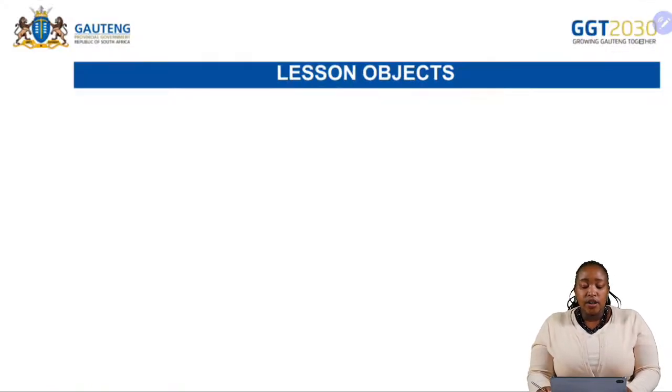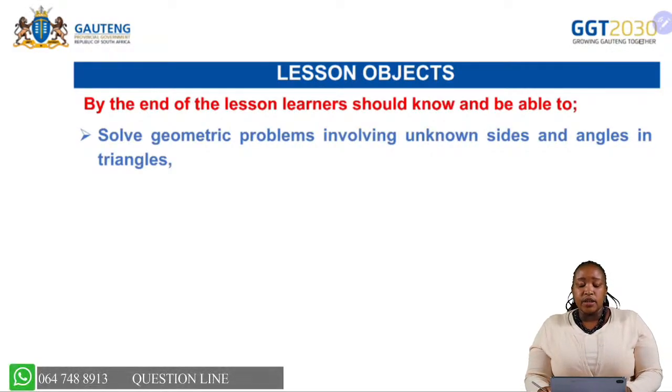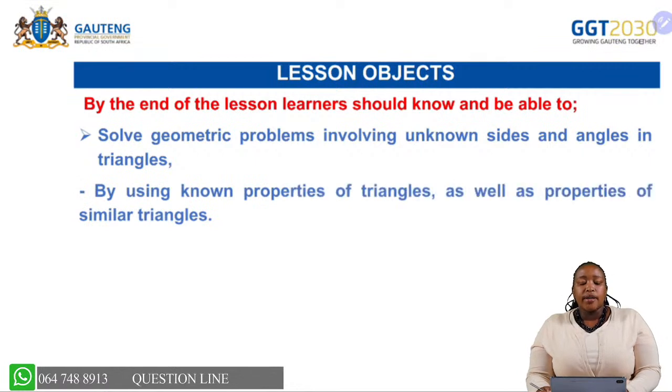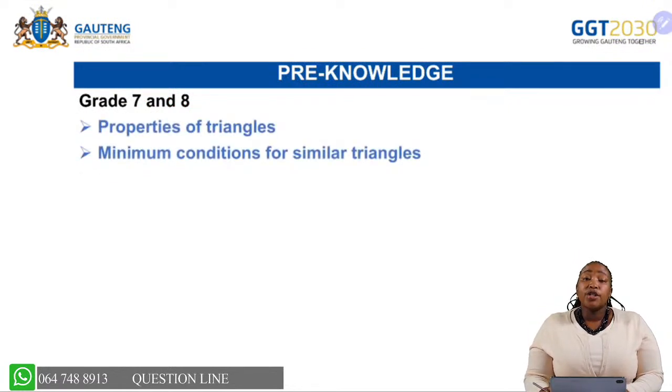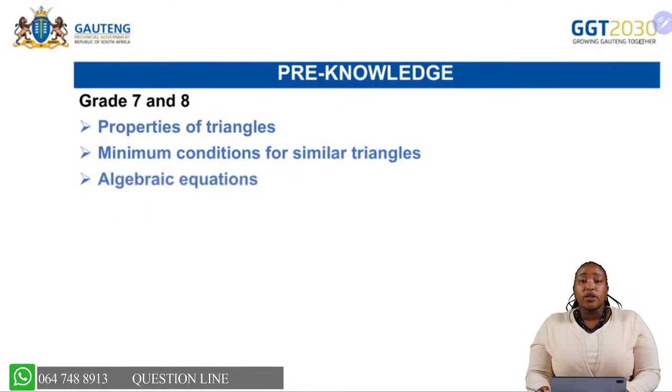Right, so the lesson objectives for today: by the end of the lesson, you should be able to solve geometric problems involving unknown sides and angles in triangles, and you should be able to do this by using the known properties of triangles as well as properties of similar triangles, okay? Your pre-knowledge from grade 7 and 8. You need your properties of triangles, your minimum conditions for similar triangles, as well as your algebraic equations.